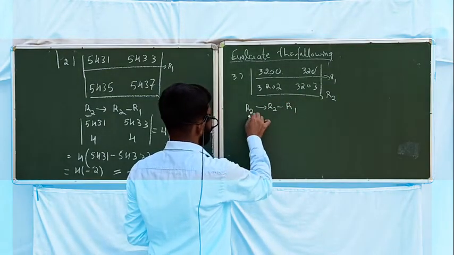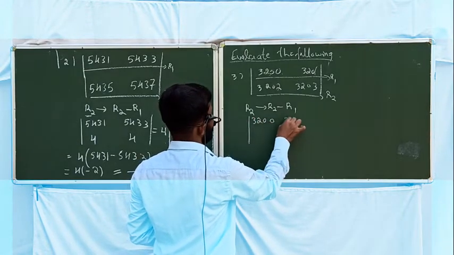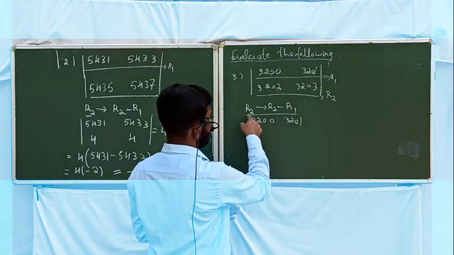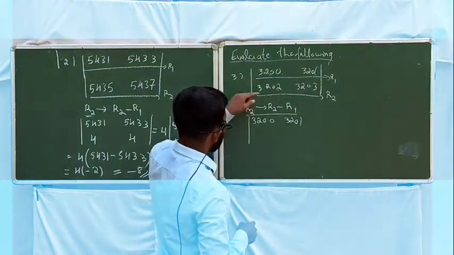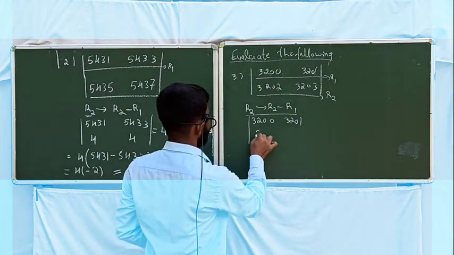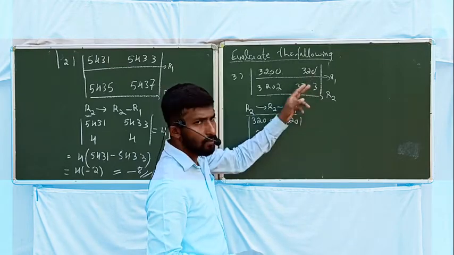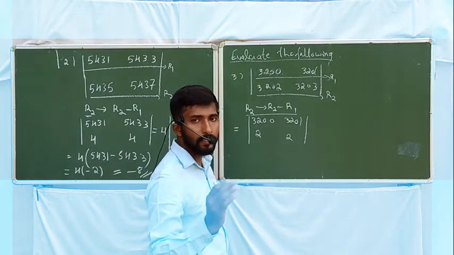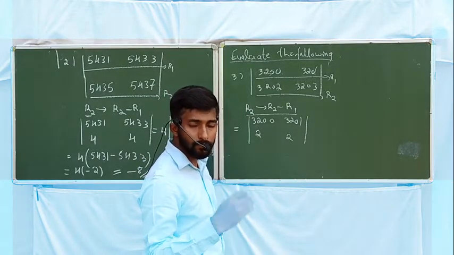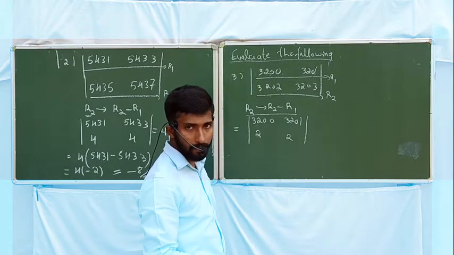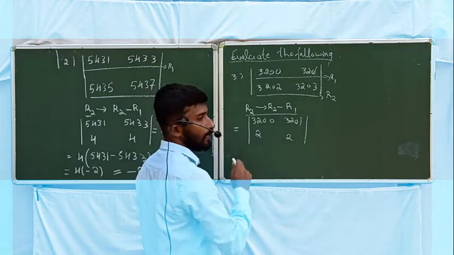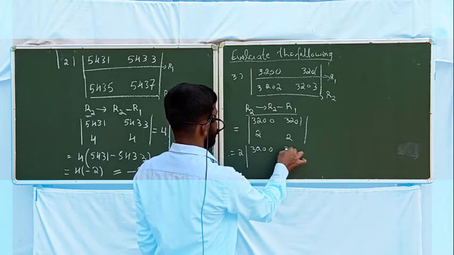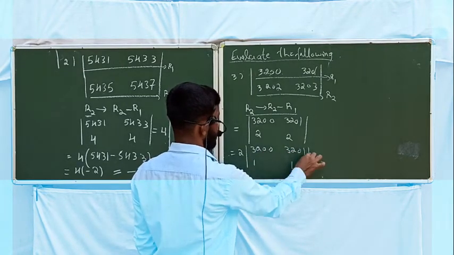Apply the operation. 3200, 3201. Row 1 entries remain the same because this operation says you need to change only the R2 elements. 3202, 3200, here 2 is remaining. 3203, 3201, here again 2 is remaining. In the next step, use the fourth property. If any row or column has a common element, it's possible to take that common element outside the determinant. In the second row, 2 is the common element. So take 2 outside. Remaining is 3200, 3201. Here 1, 1 is remaining.